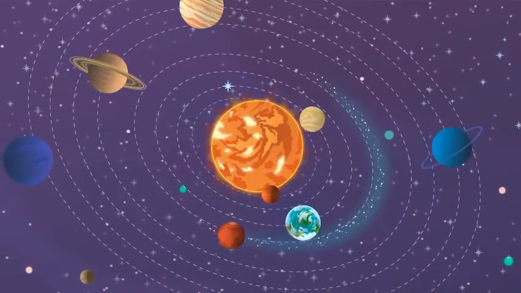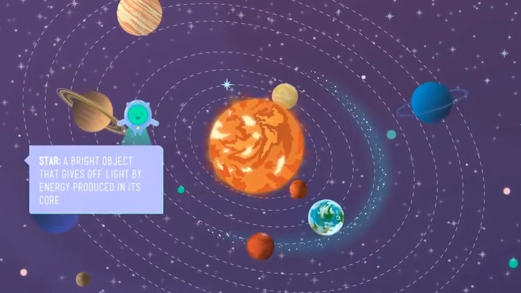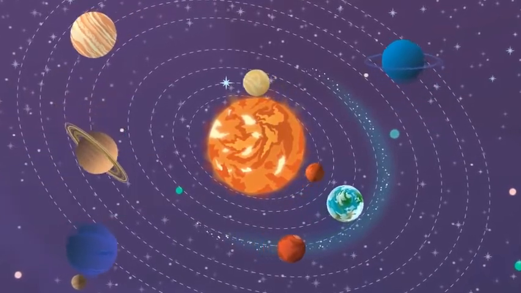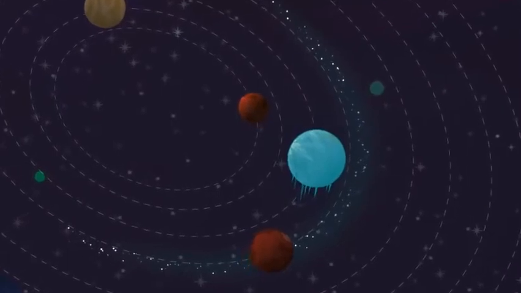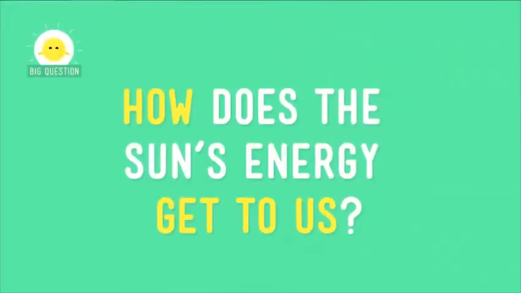Sol, or the sun, is the star at the center of our 8-planet solar system that provides us with energy. Without the sun, Earth would be a dark, frozen world with no life. But how does the sun's energy get to us?